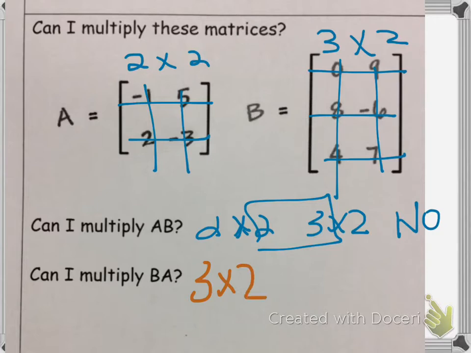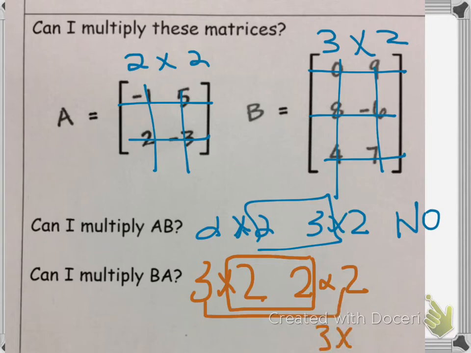But what about if I do B times A? B is a 3 by 2. A is a 2 by 2, and now the middle numbers are the same, so I can multiply them together. My answer would be the size of a 3 by 2 matrix. So order does matter in multiplication, which is odd because in all other things that we've learned in math up to this point, multiplication could be done in any order. But multiplication in matrices cannot be done in any order.